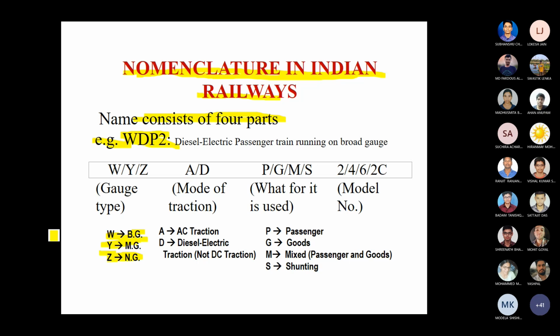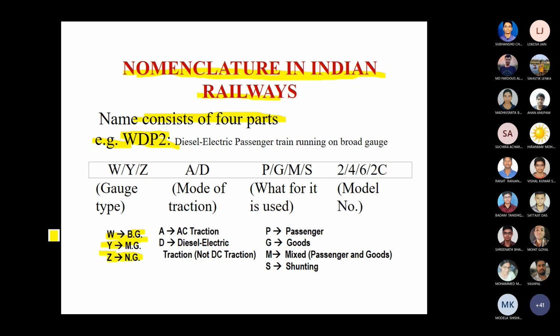Okay, then the problem is that the carrying capacity, meaning the load carrying capacity, is also less. So it is not profitable. That's why they changed from narrow gauge or meter gauge to the normal broad gauge.